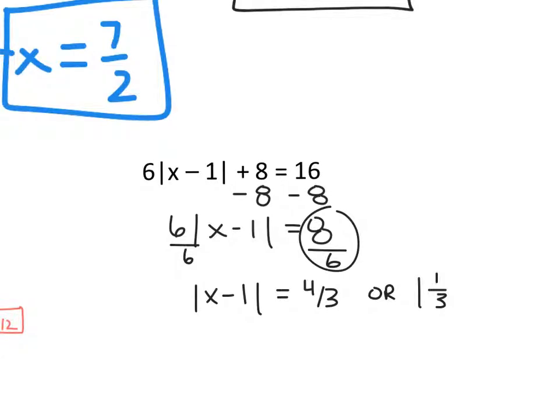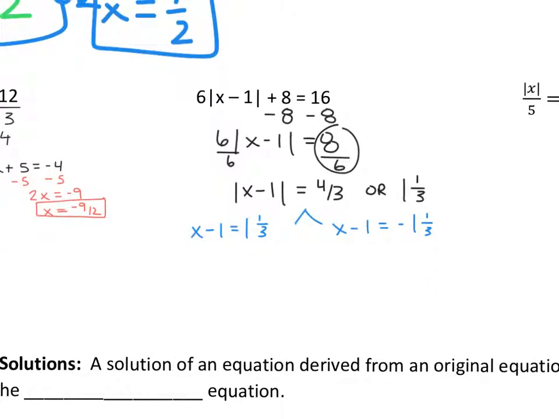So two equations. I have x minus 1 could be +1 and 1/3, or x minus 1 equals -1 and 1/3. So adding 1 to each side gives me x could be 2 and 1/3, or adding 1 to each side, x could be -1/3.